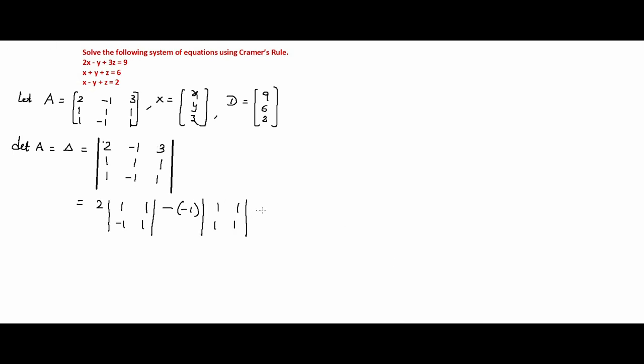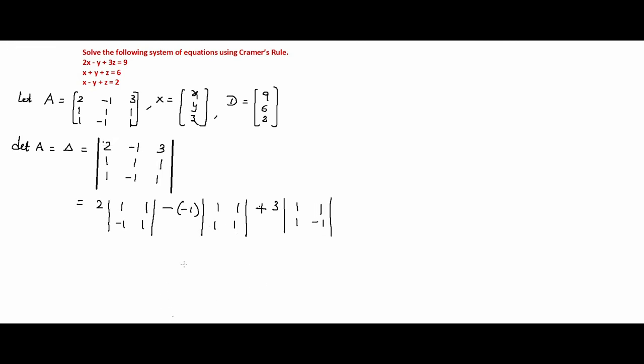Then the third element will have a plus sign. The element is 3. Leave out the row and column where 3 is present. The remaining 4 elements should be written in the determinant form 1, 1, 1, minus 1. Now each of these is in the form of determinant of A, B, C, D.